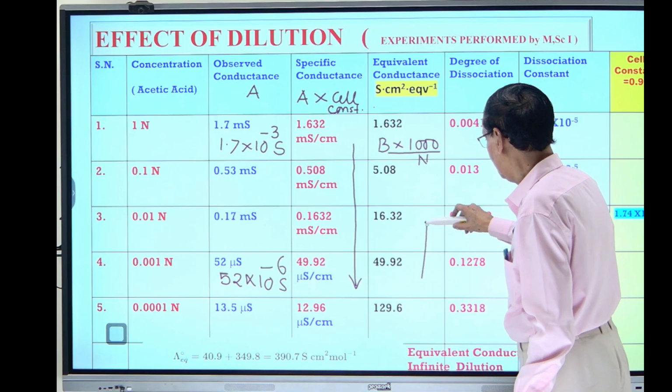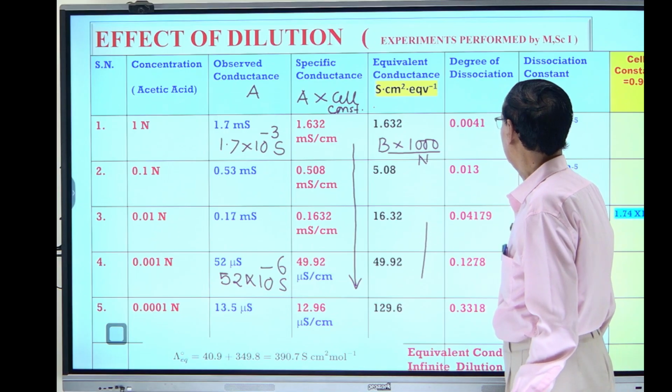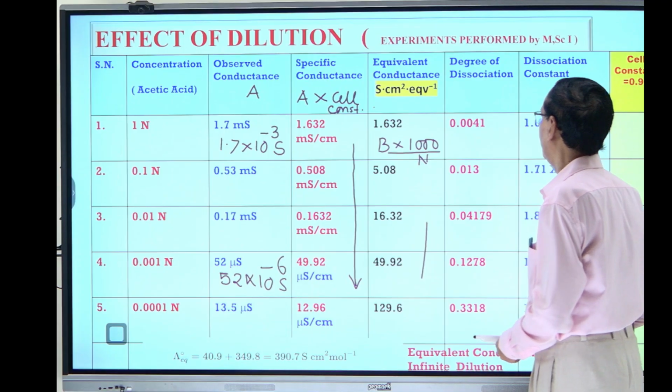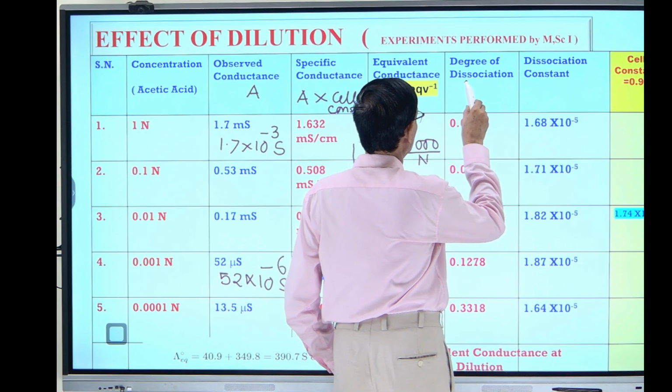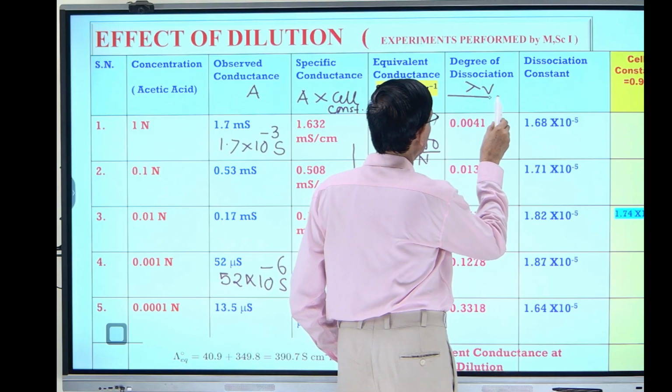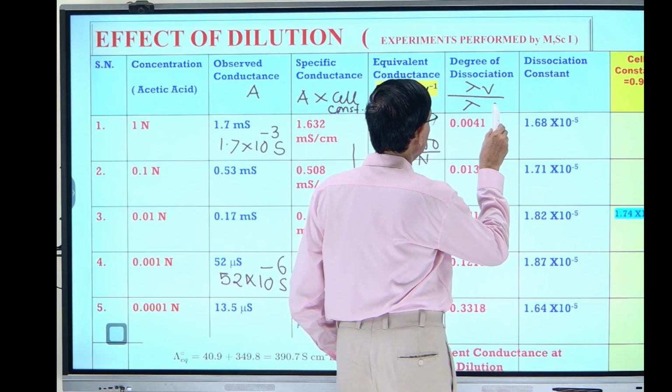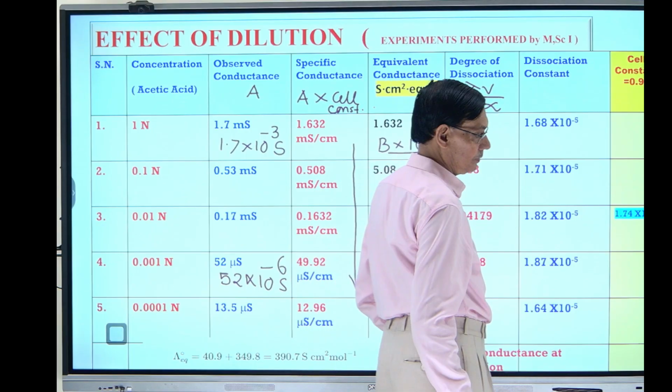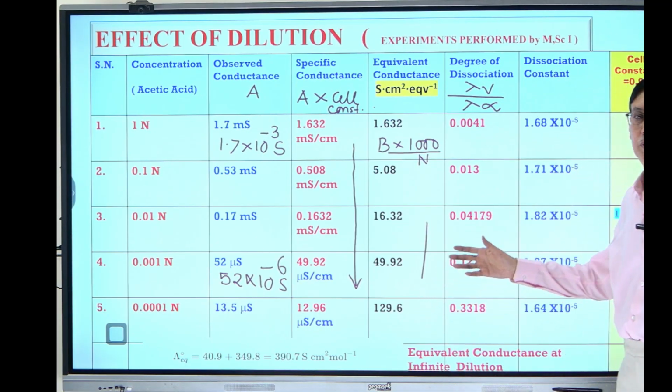these values, and I am not talking about the degree of dissociation because that is equal to equivalent conductance at particular dilution divided by equivalent conductance at infinite dilution. That is important, degree of dissociation.